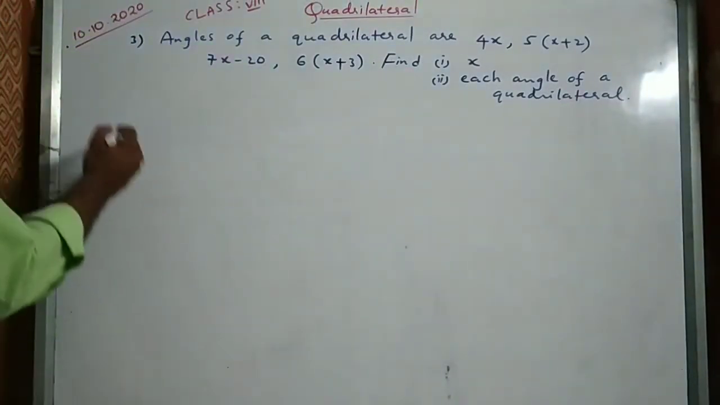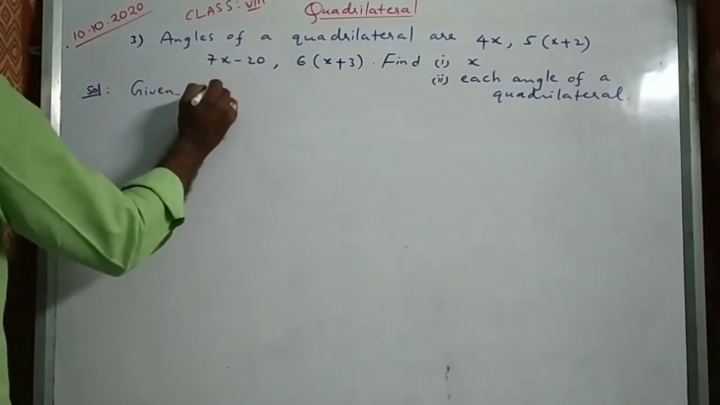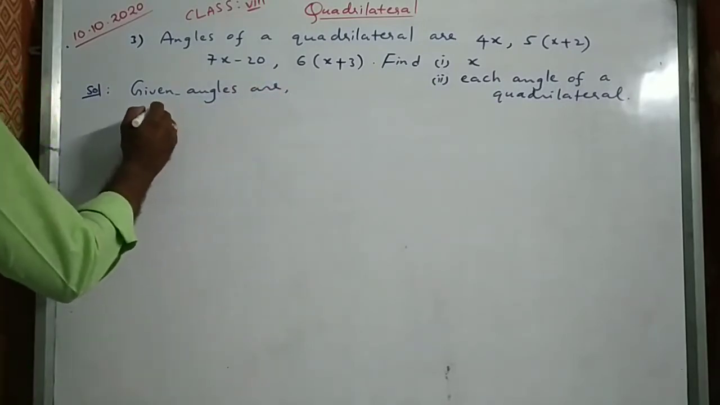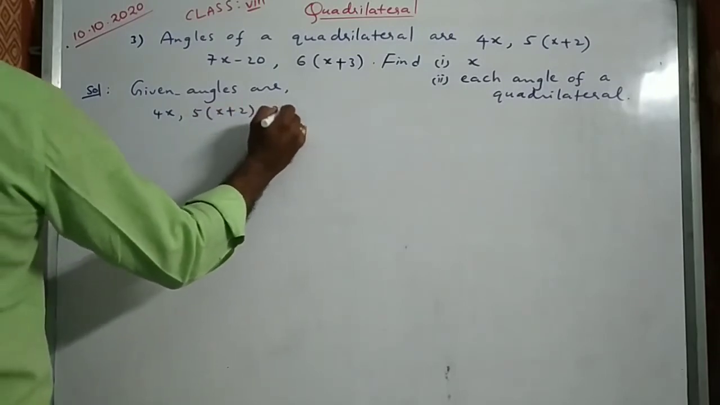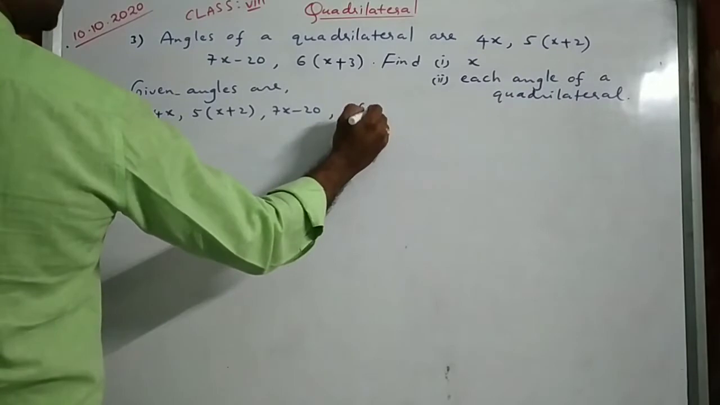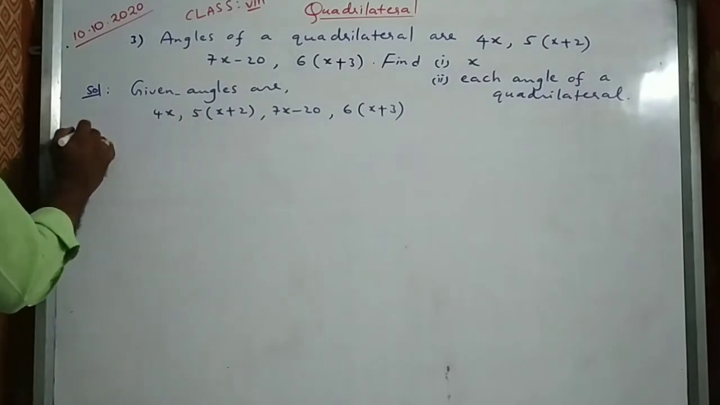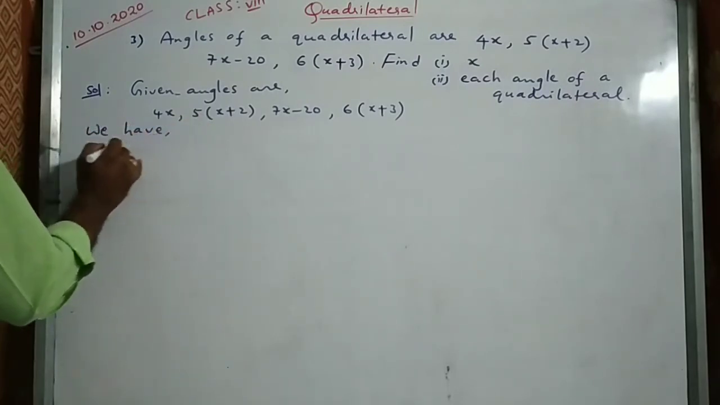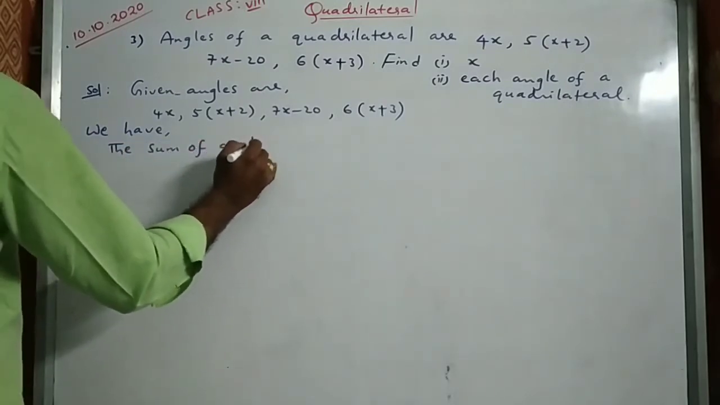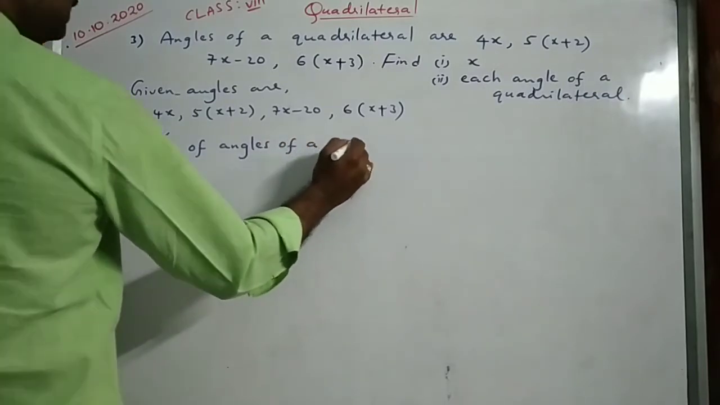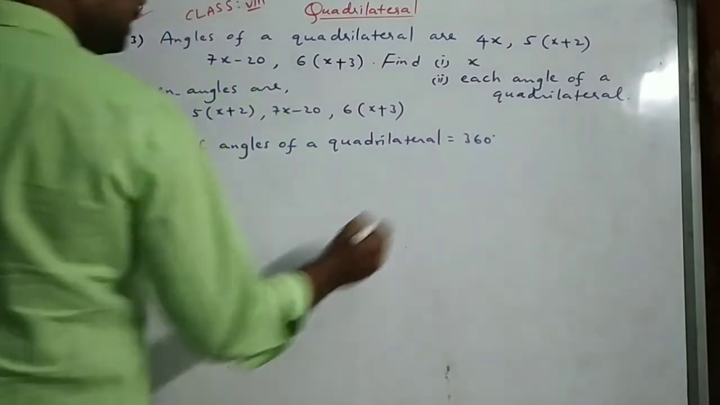We are given 4 angles, right? What are the given angles here? 4x, 5 of x plus 2, 7x minus 20, 6 of x plus 3. We know the angle sum property of quadrilateral. The sum of angles of a quadrilateral is how much? 360 degrees, right?